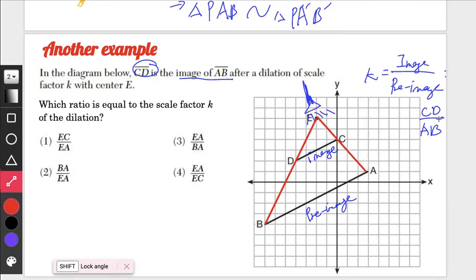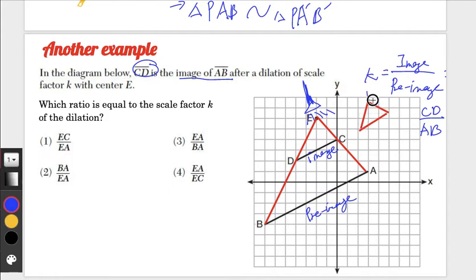Okay, so CD over AB is more like a smaller triangle. I'm going to draw this smaller triangle here. This is EDC. CD over AB is a smaller triangle over a bigger triangle. So we can look for which choice represents smaller triangle to bigger triangle. The first one is EC over EA. So clearly, this is our smaller triangle to bigger triangle. So that's why it's going to be 1.